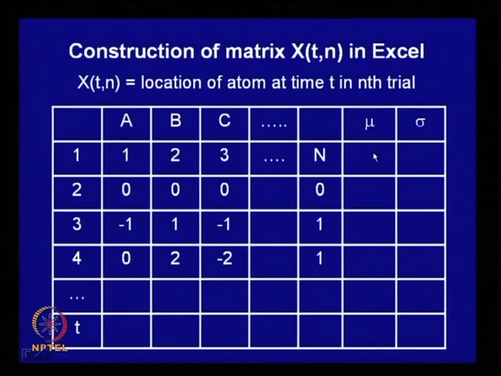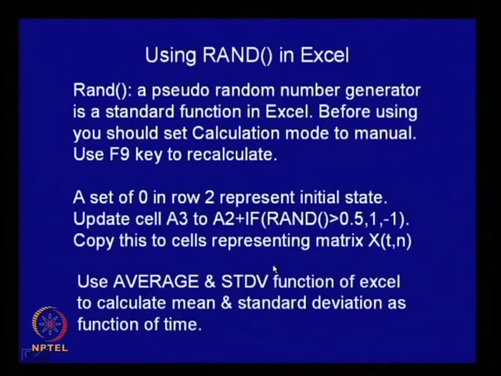You can find out its average and its standard deviation, and you can do the same for each time step, and this can be easily set up in a spreadsheet. Suppose Excel has a function as a random number generator, which is RAND. It is a pseudo random number, it may not be exactly perfect, but still in many cases it simulates quite well.